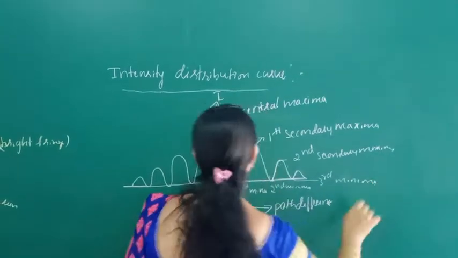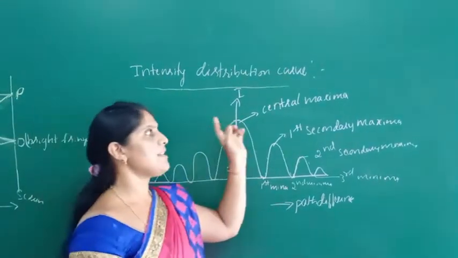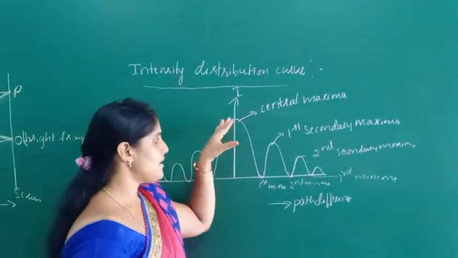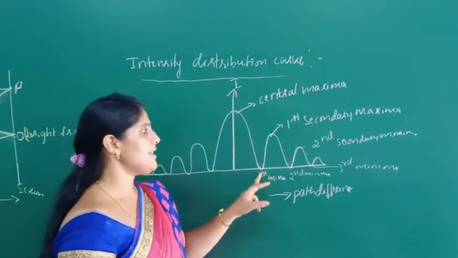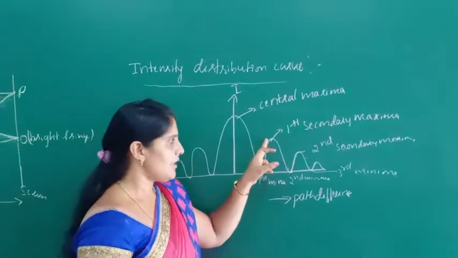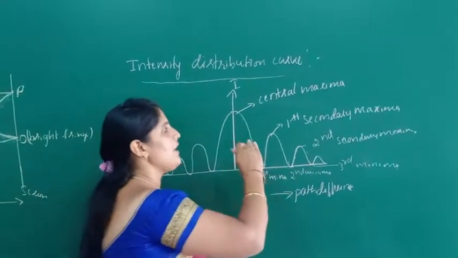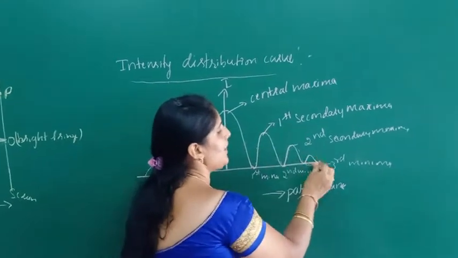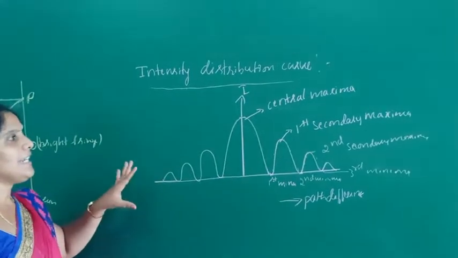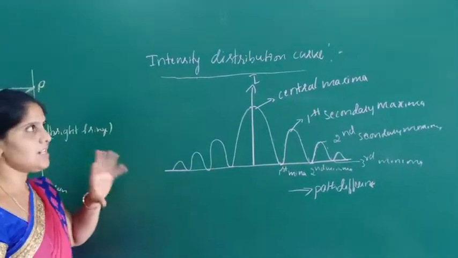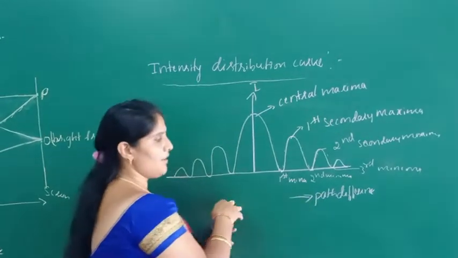In the diffraction pattern, the intensity is maximum at the center, and that is known as the central maximum. After this maximum intensity, the intensity decreases, and again it increases. Again it decreases and increases, and finally it reaches 0. This is due to diffraction.